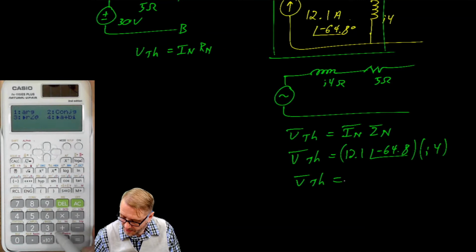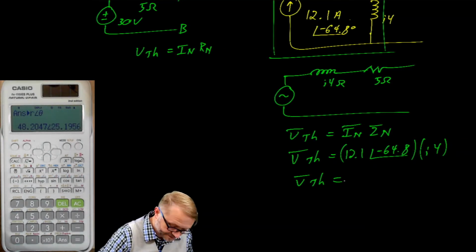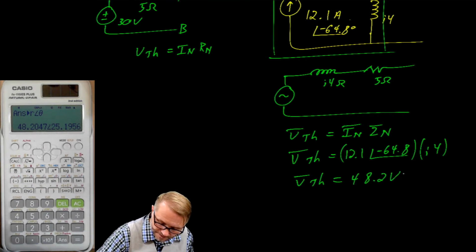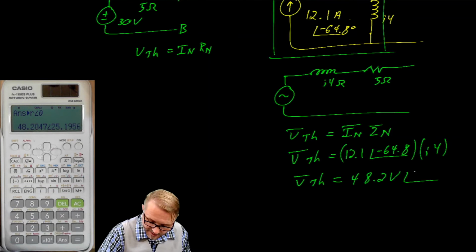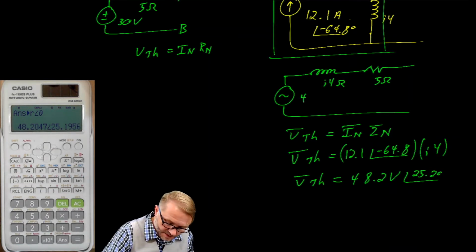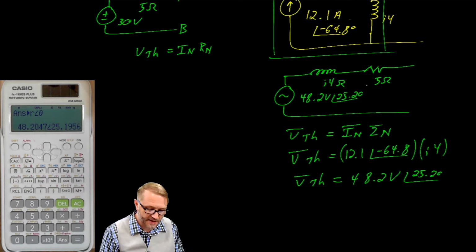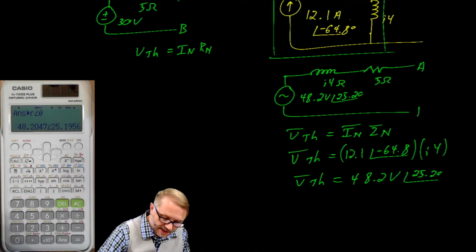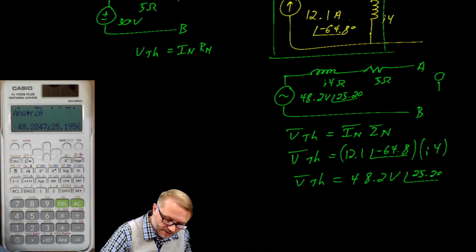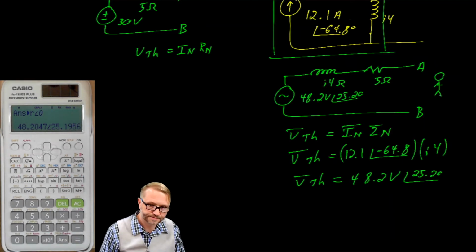Gives us a voltage of, what is that, 48.2 volts at a phase angle of 25.2 degrees. So 48.2 volts at a phase angle of 25.2 degrees. That is our Thevenin equivalent circuit.